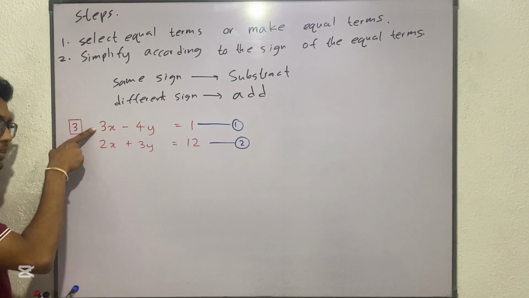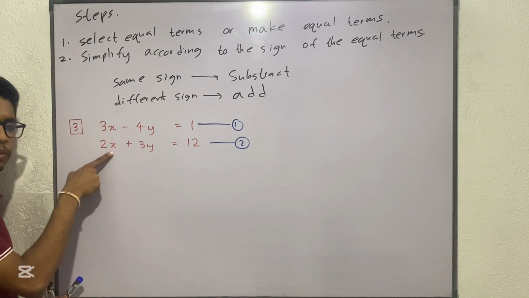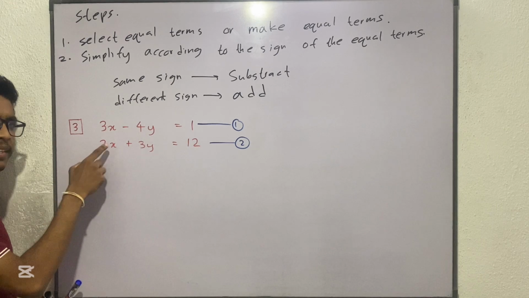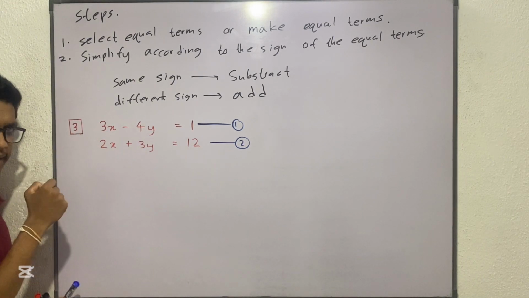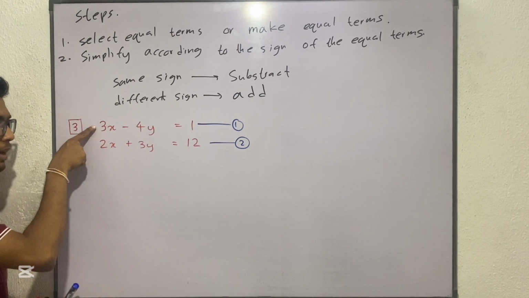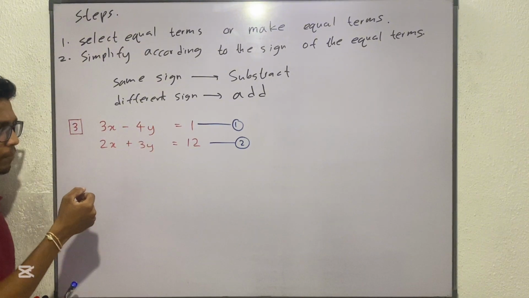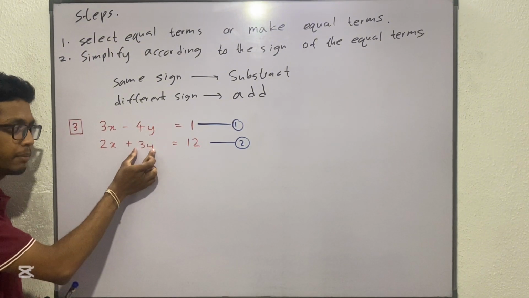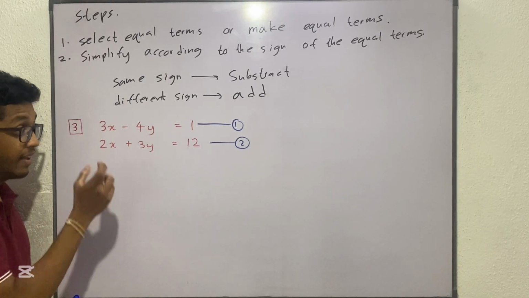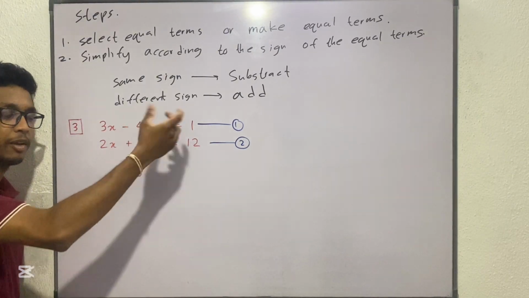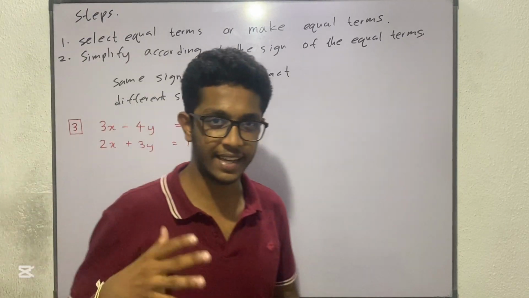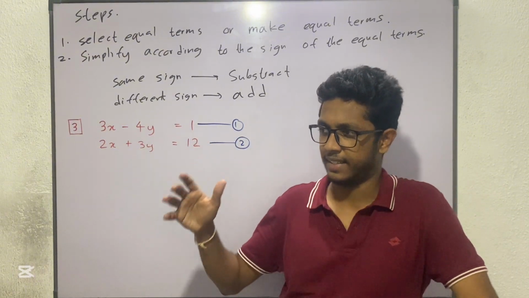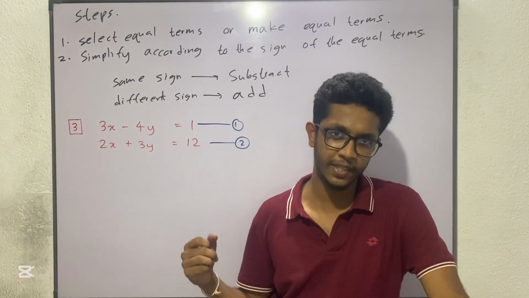Can I make 3x by multiplying 2x by a value? No, 2x times a value I can't get 3x. Can I make 2x by multiplying 3x by a value? No. Y terms are also the same, no? 4y I can't make by multiplying 3y by a number. 3y also I can't make by multiplying 4y by a number. So this example is a little bit different from the previous one.